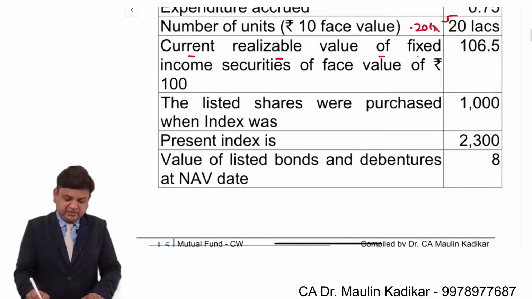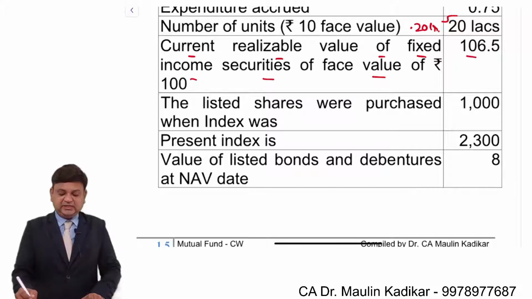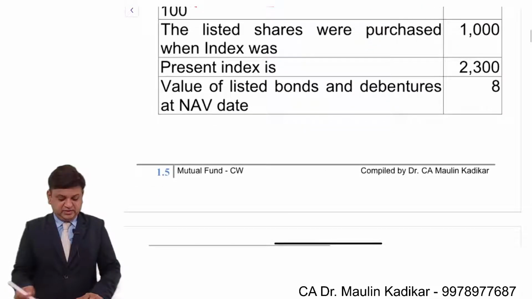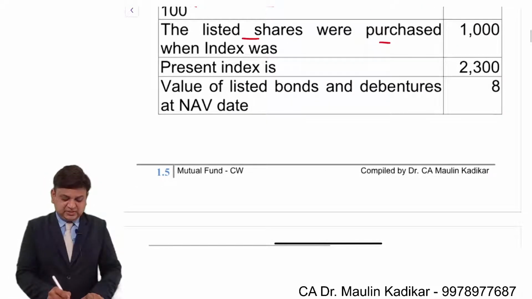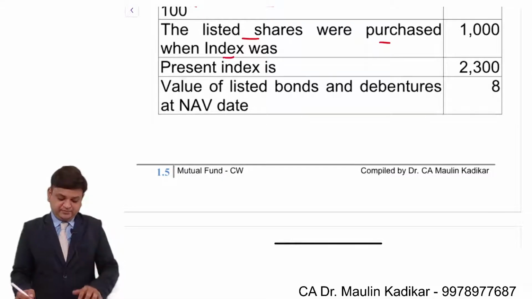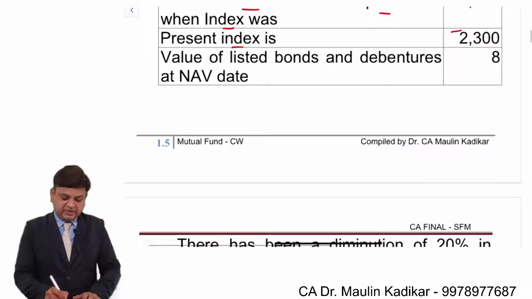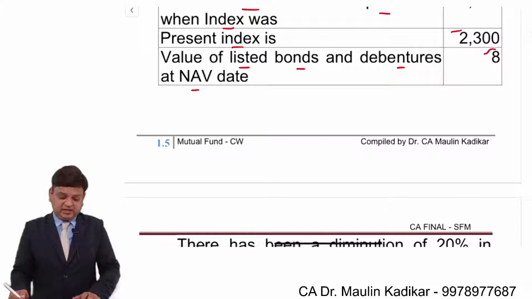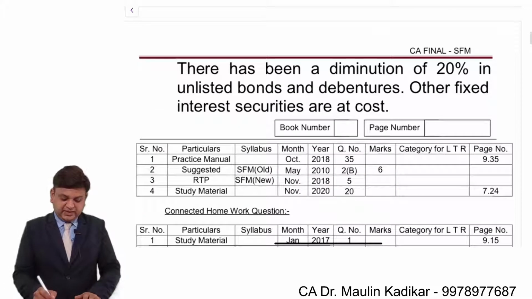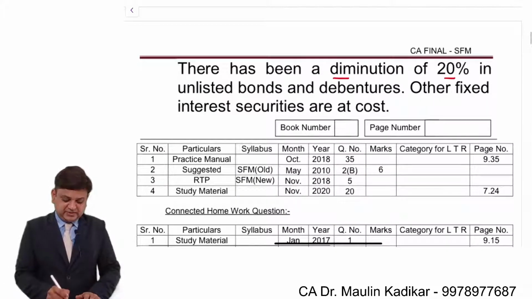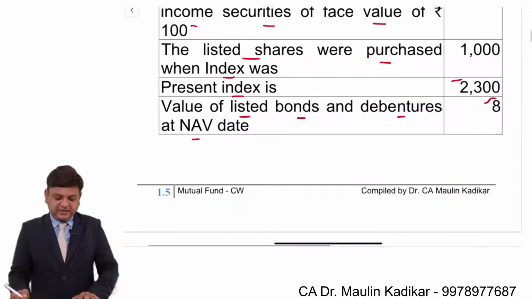Current realizable value of the fixed income securities of face value of 100 is 106.5. The listed shares were purchased when the index was 1000. Present index is 2300. Value of the listed bonds and debentures at NAV date is 8 crore. There has been a diminution of 20% in unlisted bonds and debentures. Other fixed interest securities are at cost. That is the question.